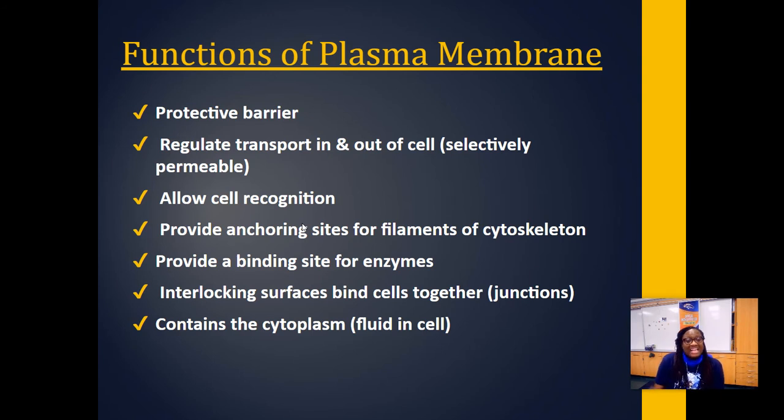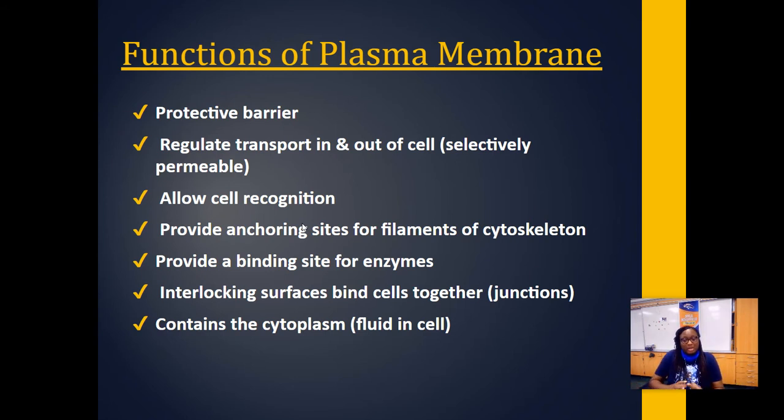The cell membrane does act as a protective layer. It definitely helps regulate and transport material into and out of the cell. It allows for cell recognition with other cells or different tissues that may need it. It helps provide anchoring sites for filaments and cytoskeleton. It provides a binding site for enzymes. You have interlocking surfaces that help bind cells together.